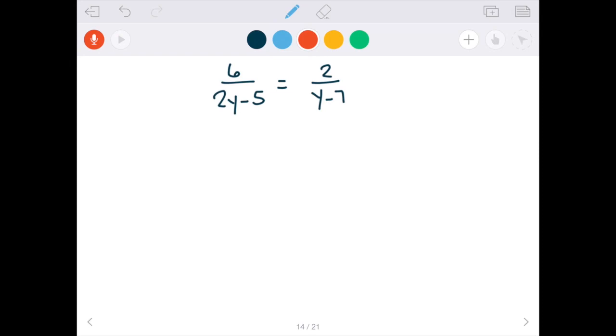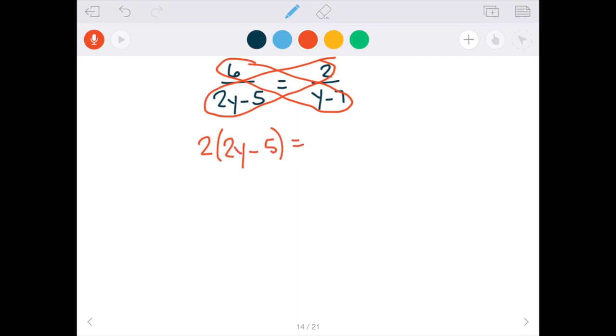And I think we've got one more here. It doesn't matter which side you put first. You could do the 6 times y minus 7 or the 2 times 2y minus 5. It's totally up to you. They're going to be equal to each other anyway, so that doesn't matter.